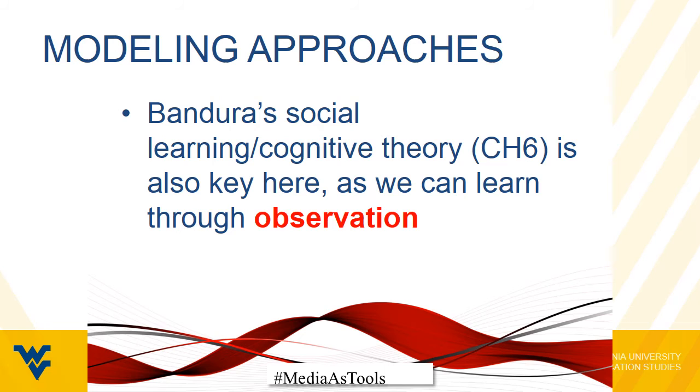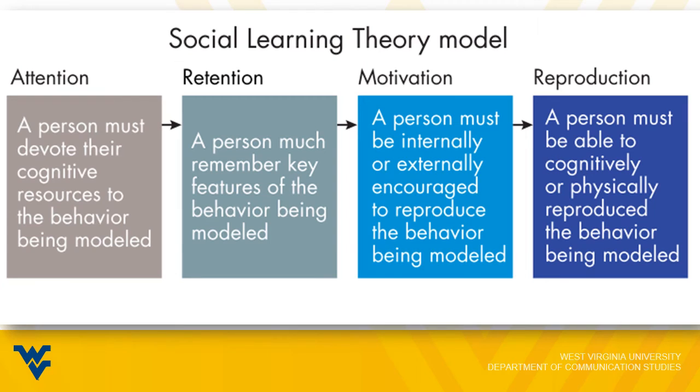How else do we look to the media to change our behavior? As mentioned in Chapter 6, we can model behaviors by watching others. This is Bandura's social learning, or social cognitive, theory. It's a key in terms of how we learn by observation. Here is Bandura's model. He outlined 4 components of vicarious learning, that is, learning through observation. They are attention, retention, motor reproduction, and motivation.